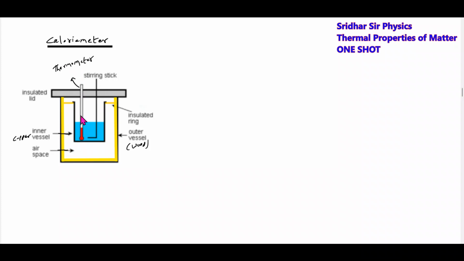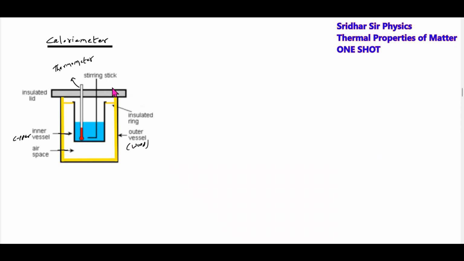There's a thermometer to measure the temperature, a stirrer, and an insulated lid. An air gap will be there, and the wooden coating will be given, so the outer vessel will be wood, which provides the insulation. Some air gap also will be there. So this is the basic idea of the calorimeter.